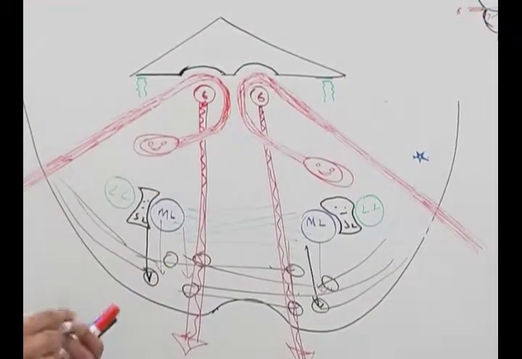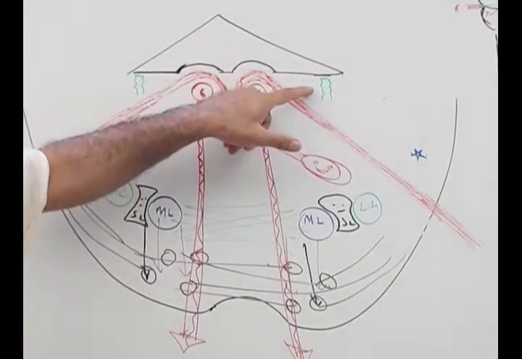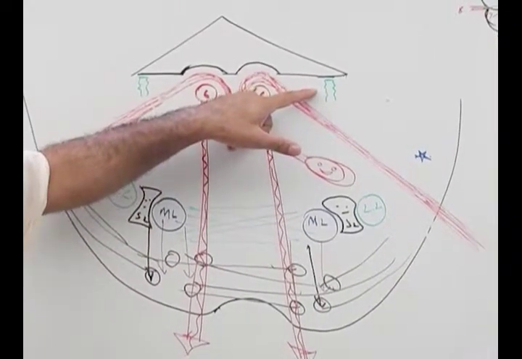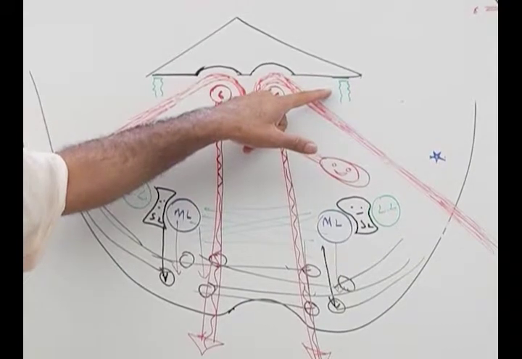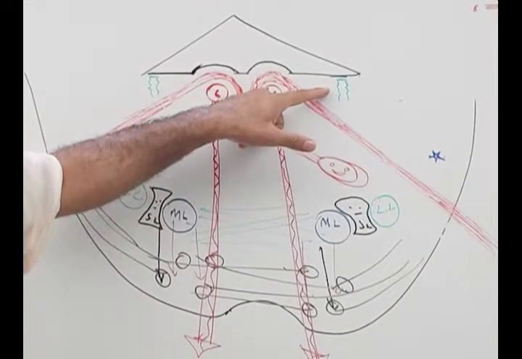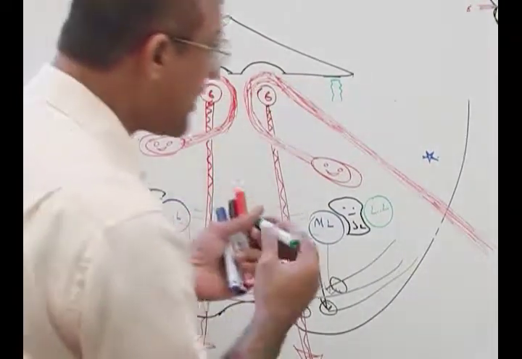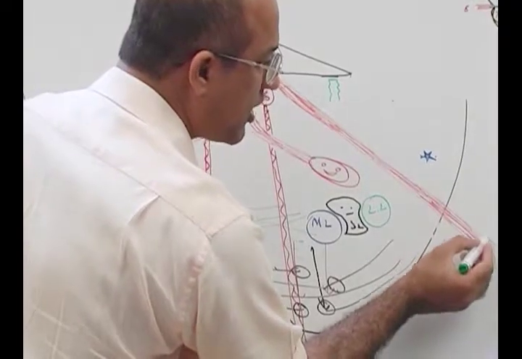Yes, tractus, nucleus of tractus solitarius, right? This nucleus collects the taste information from the 7th nerve, 9th nerve and 10th nerve. From the 7th nerve, it collects the information about taste from the anterior 2/3 of the tongue. Is that right? So these are taste fibers which are coming along the 7th nerve.